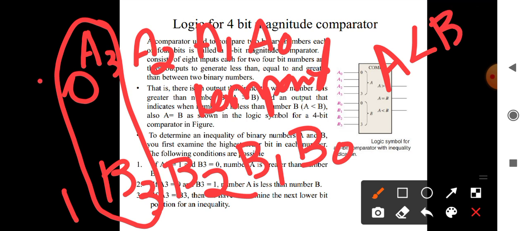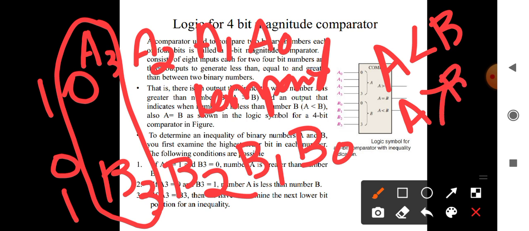If A3 is equal to 1 and B3 is equal to 0, then A is greater than B. If A3 is equal to B3, that is both are 0 or both are 1, then it will go and see the next bit and compare A2 with B2, checking whether A2 is lesser than B2 or A2 is greater than B2.